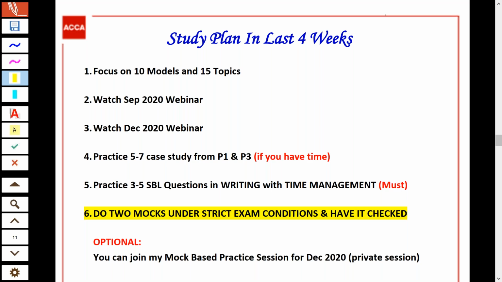So now we need to adopt a smart approach. The first thing, you must focus on 10 models and 15 topics. Top 10 models and top 15 topics, and leave the rest on chance. Okay.